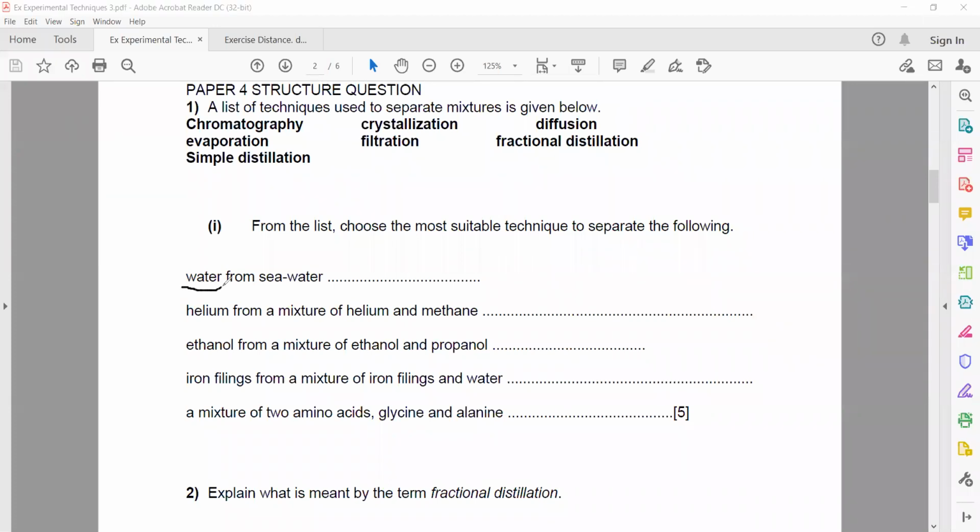If we need water from seawater, basically seawater is a salt solution. So if we need water from seawater, then which technique will we use? We'll use simple distillation.